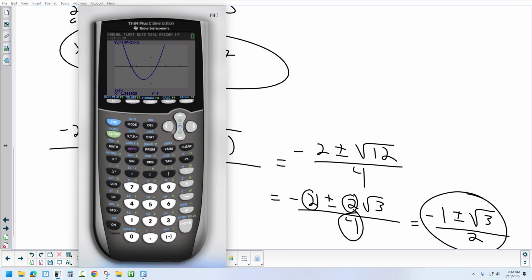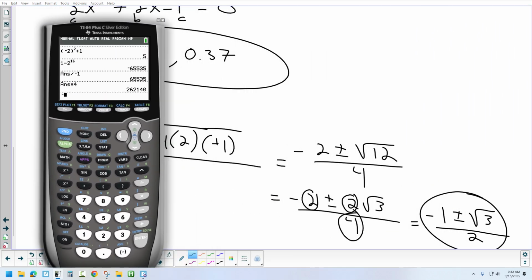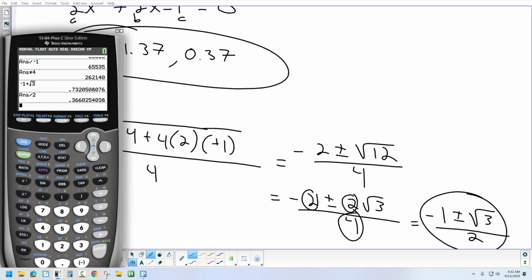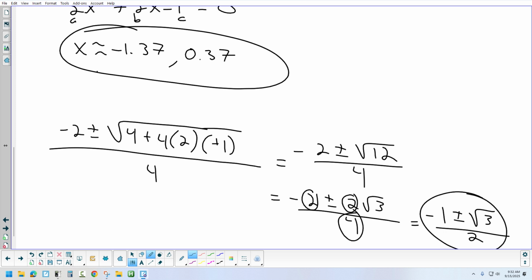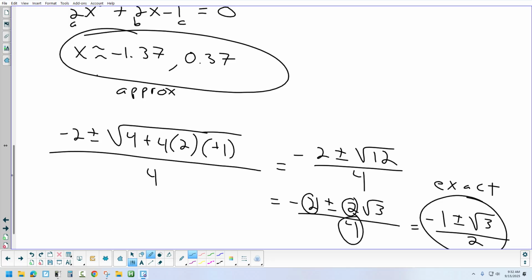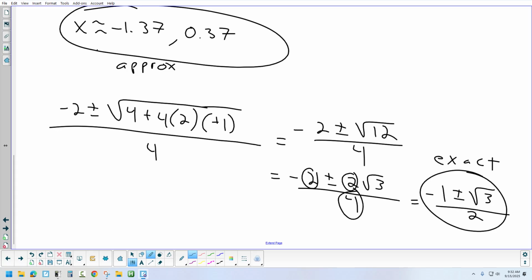So I'm not going to check both, but I'll check one of them. So negative 1 plus the square root of 3, and then divide by 2, and I get 0.366025. That's the second one. Yep. And then if I did negative 1 minus root 3 over 2, that's the negative 1.37. Okay, so these are approximate. These are exact. Exact was not part of the question here, but someone asked me to do it, that's why I did it. All right. Any question on that one?